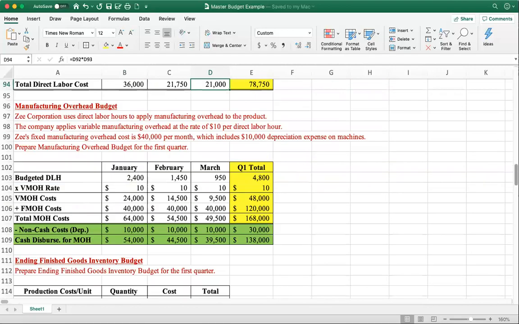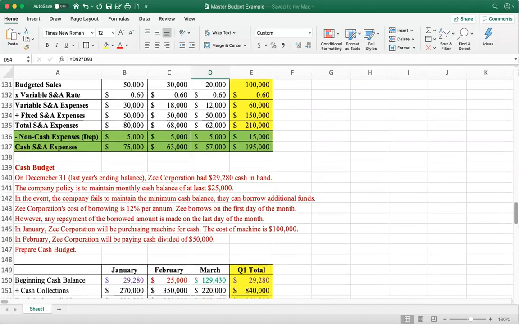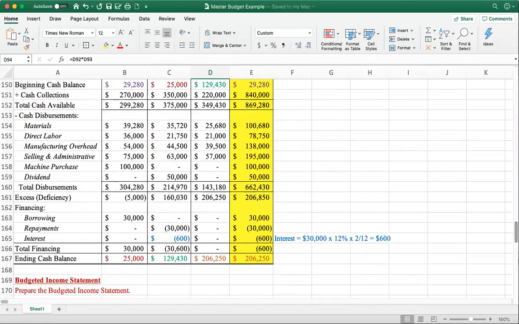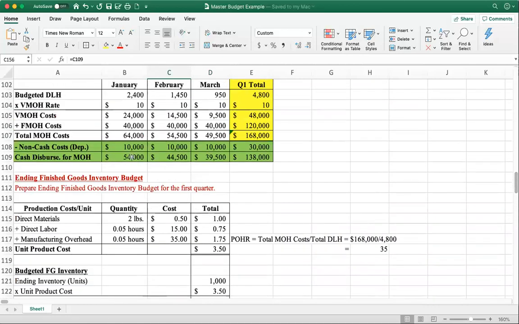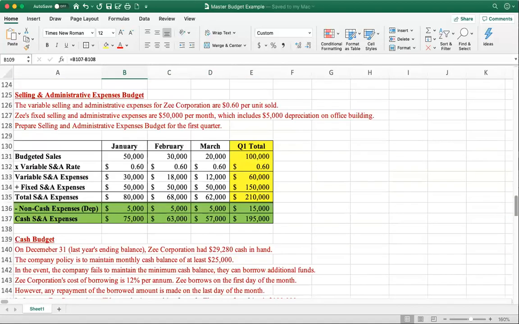And then the next information is coming from your manufacturing overhead budget. So 54,000, 44,500. This information is coming from your manufacturing overhead cash disbursement. Remember, we are not using 64 and 54,500 from here. Instead, we are using only the cash disbursement because the depreciation was a non-cash outlay, which we excluded. So 54,000 was the cash outlay that we are including here.